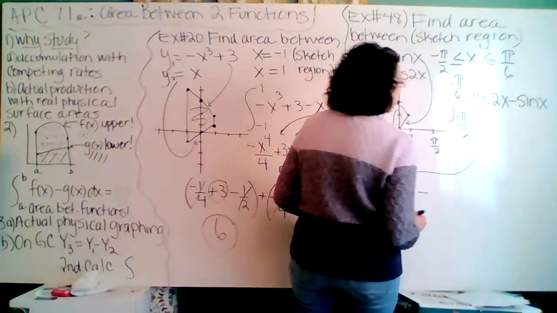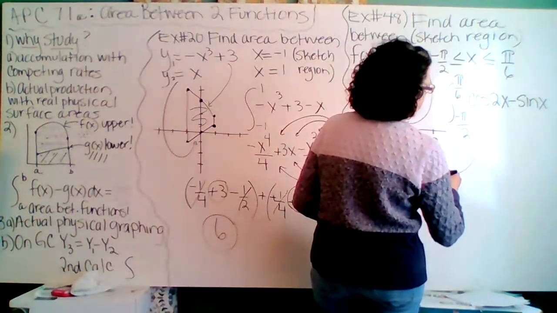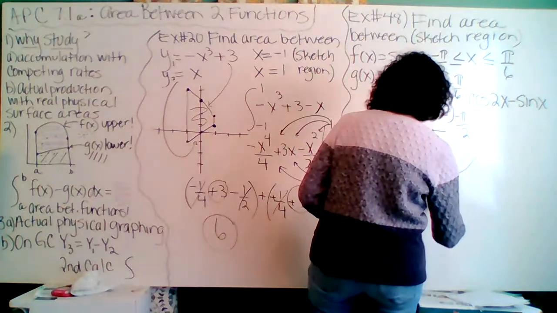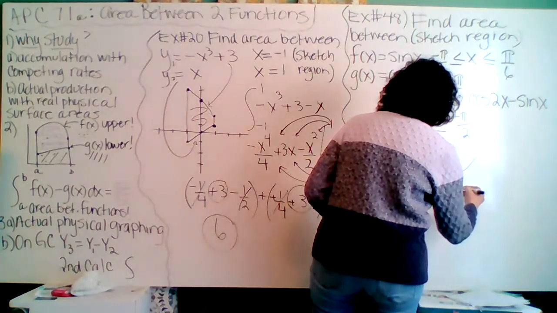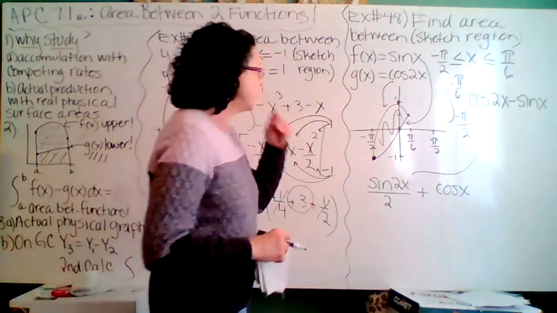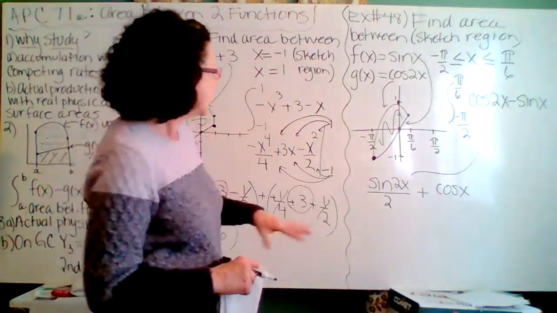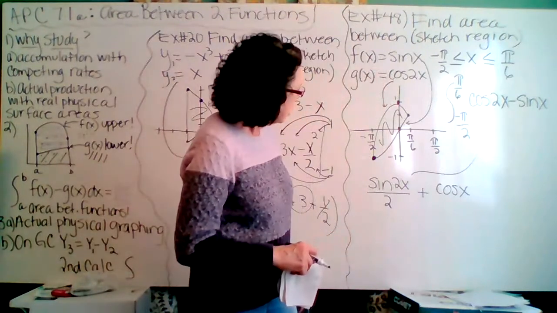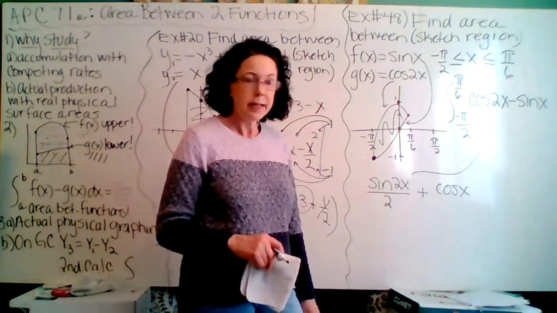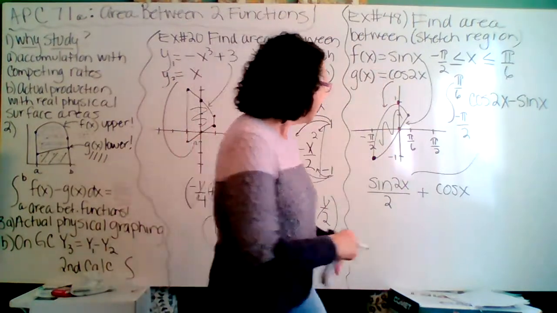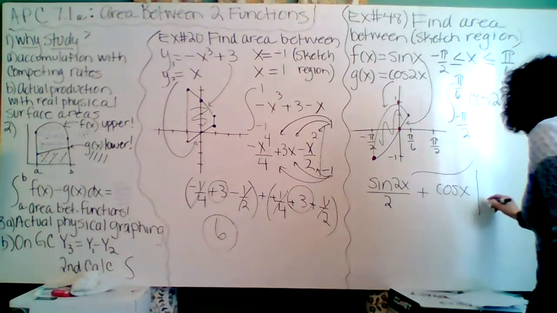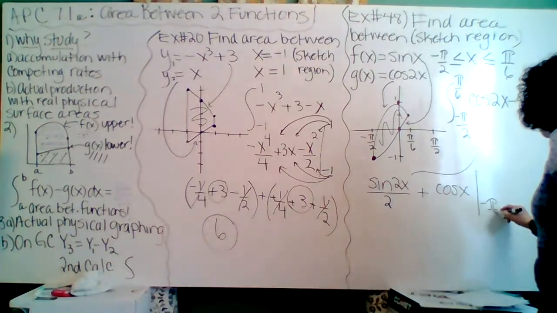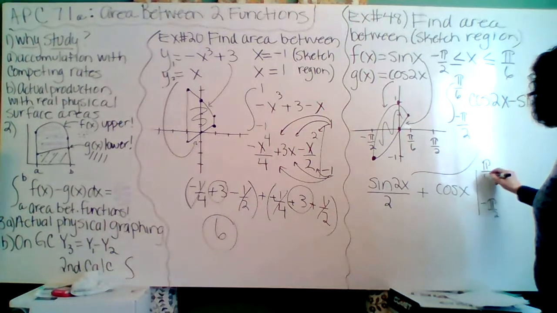Minus. Okay, so I believe that the integration of sine is a negative cosine. Negative sine would be a positive cosine. So again, let me just check. What is the derivative of cosine? That would be a negative sine. And so I'm right. Let's evaluate that from negative pi over 2 to pi over 6.